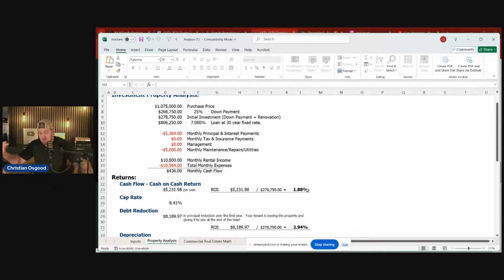Now, I'm interested in the rental upside, so I'm going to rerun the numbers for where I believe I can get this deal. But for right now, this would be a non-starter. I'm not buying a deal that cash flows 1.88% because I can't borrow for it.